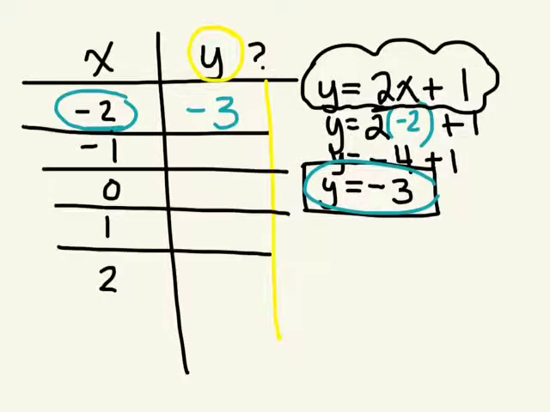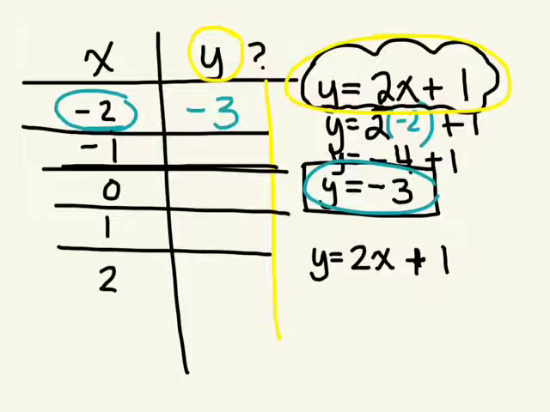We're still using the same equation. This is the equation that we used for the entire chart, the entire table. Now the next one: again, the equation is y equals 2 times x plus 1. For the next row, what's the value of x? This is what I need to replace. If x is negative 1, I'm going to replace that with negative 1.